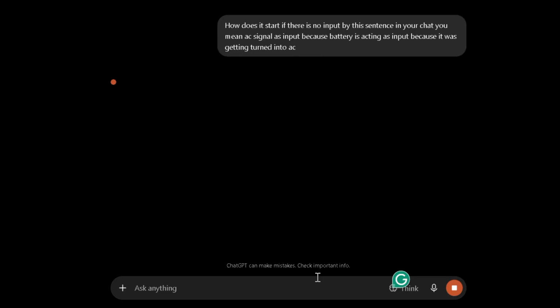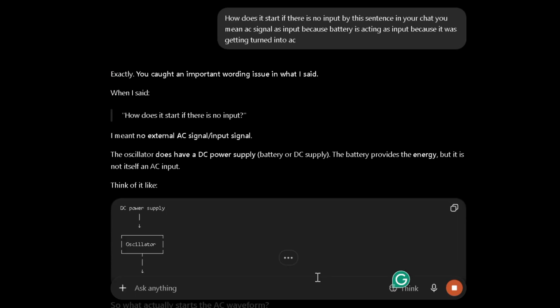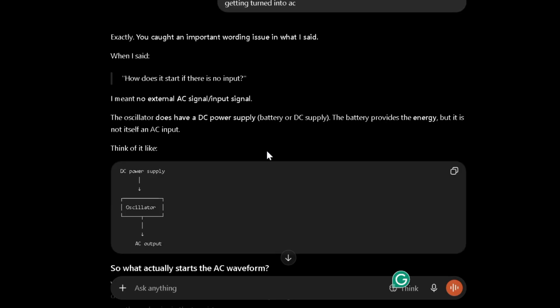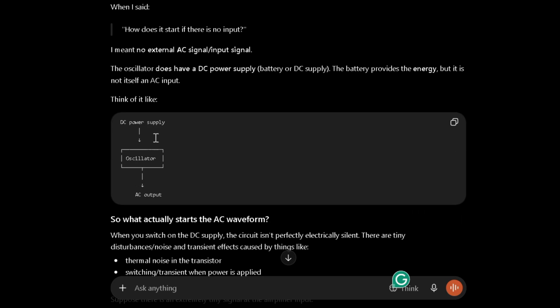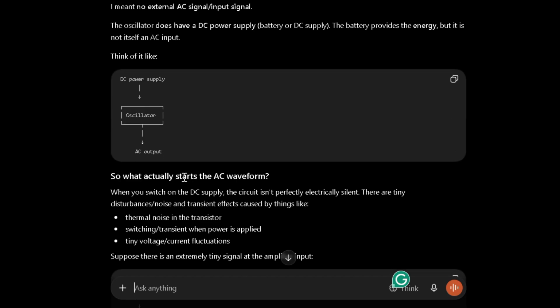Exactly, it caught an important wording issue. When I said how does it start, I meant no external input signal. The oscillator does have a DC power supply, a battery or DC supply. The battery provides the energy, but it is not itself an AC input. Think of it like: DC power supply, oscillator, AC output. So what actually starts the AC waveform?